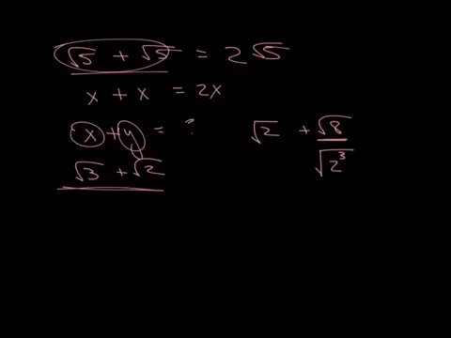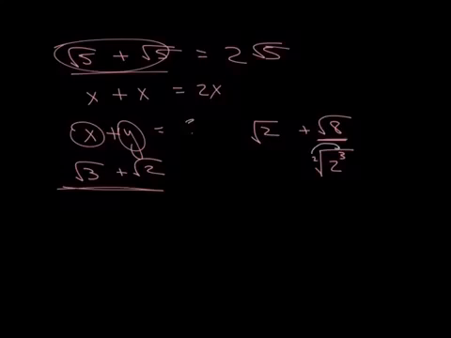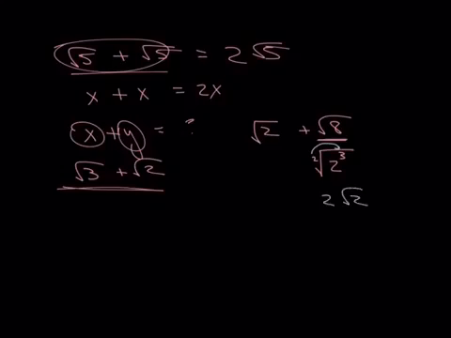So, this is a 2 right here, correct? How many times does 2 go into 3? Once, with 1 left over. So the square root of 8 can be simplified to that. And lo and behold, what's the radical? The square root of 2.